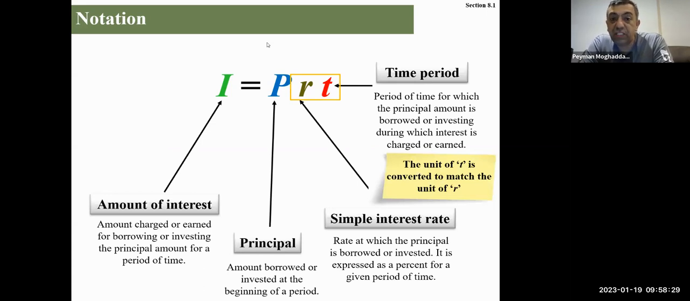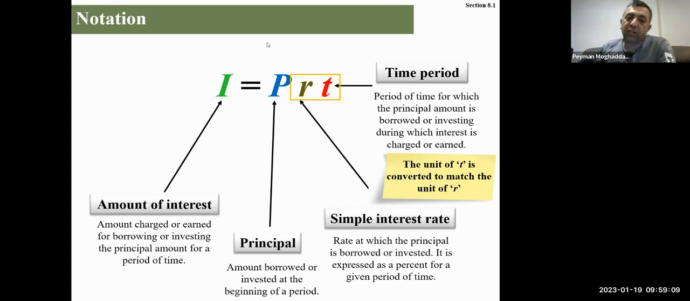The amount of interest that you receive after a year or after a period of time is the principal amount, the actual amount you put in the bank, multiplied by R, which is the simple interest rate, the rate at which the principal is borrowed or invested. It is expressed as a percent for a given period of time, and T is the time period for which the principal amount is borrowed or invested, during which interest is charged or earned. So basically, that's the simple equation for interest.